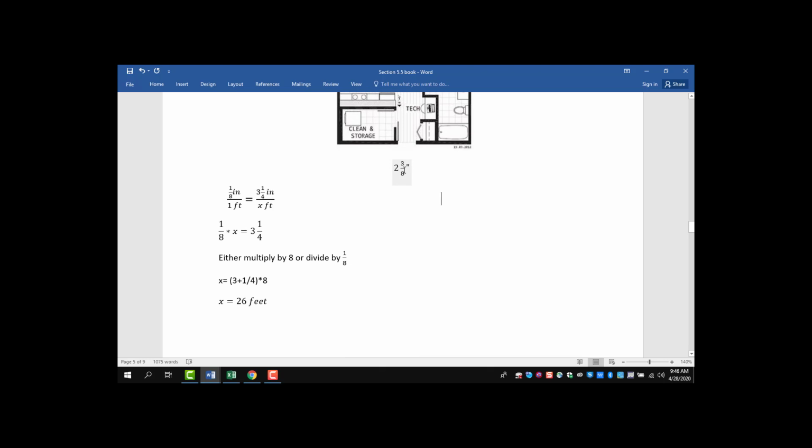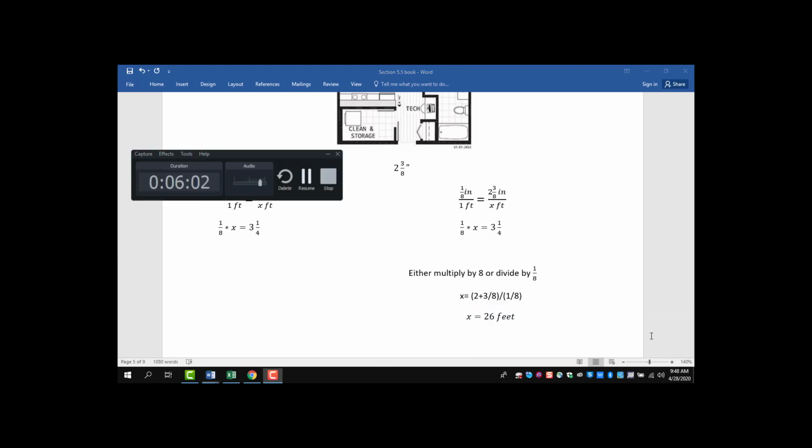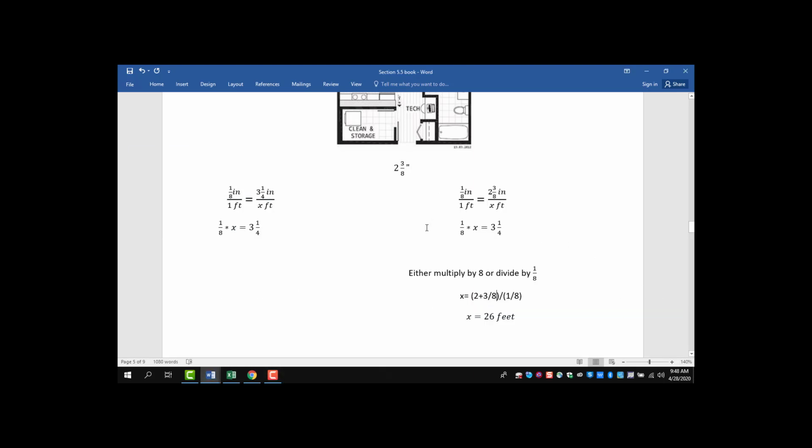Okay, so over here, I'm going to do the next one, which is 2 3/8. So why don't you hit pause and try to do this on your own. Okay, so for the width here, there's my scaling ratio. And I know that this is 2 3/8 inches on the map. How much is it in feet? So I cross multiply. 1/8 times x equals 1 times 2 3/8. That's 2 3/8. And this time I'm going to divide both sides by 1/8.